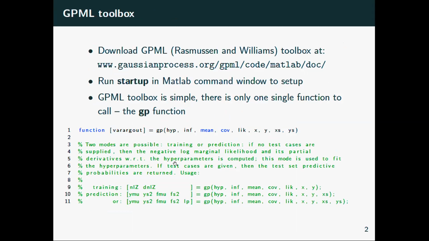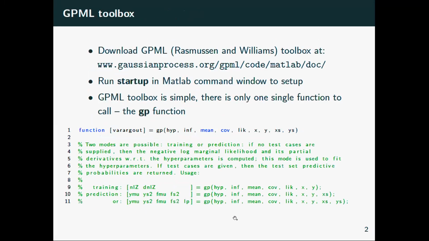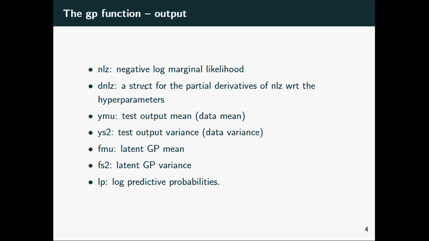And then we can also look at the output. For the output, we have the nlZ and dnlZ here. The nlZ represents the negative log likelihood of the GP. Say if the input is without the test set, then the GP function will return the log likelihood of the observed data. And the dnlZ is a struct variable for the derivative of the nlZ with respect to the parameters which you define here.